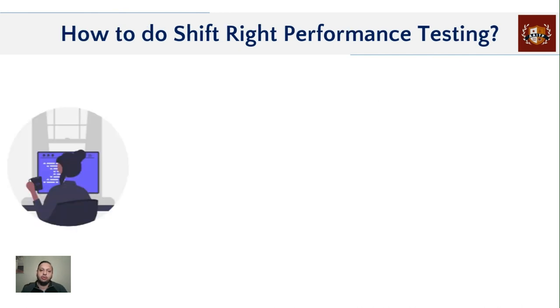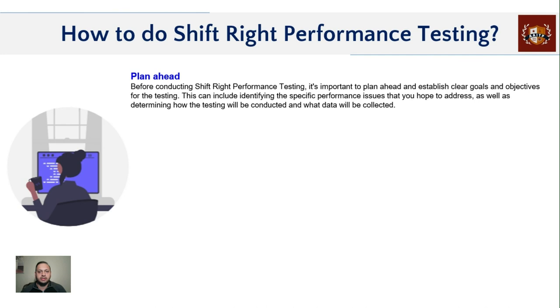So now let's look into how we actually do this performance testing in production. There are a couple of things you have to keep in mind. The very first pointer is, you have to plan ahead. When we say plan ahead, it means you have to have the exact scenario which you want to test, and you have to identify a slot where the actual use of the application is really low.